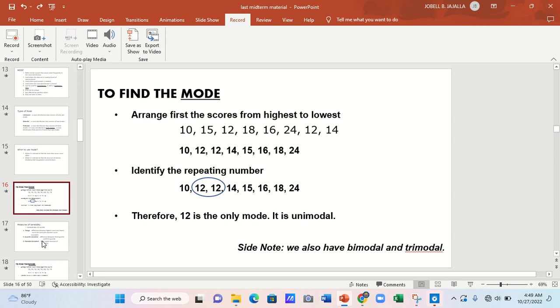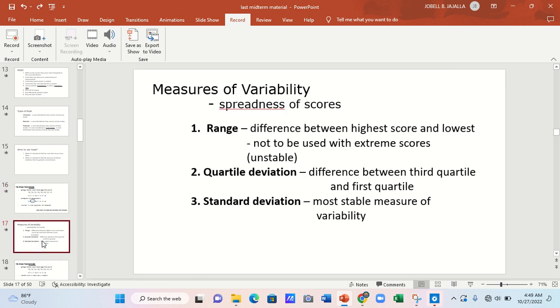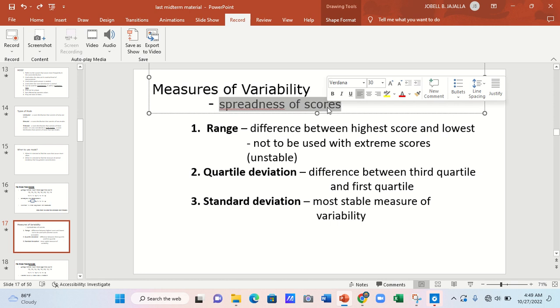So I guess that's all for the measures of central tendency. Move na ta diri sa measures of variability. So sa measures of variability, again, we are just talking about the spreadness of the scores. Kung gabi ba ang katag or nagkadaiya ba ang scores sa isa ka given set of data, nagkadaiya ba siya or nagtapok lang siya sa usa ka posisyon ang mga scores.